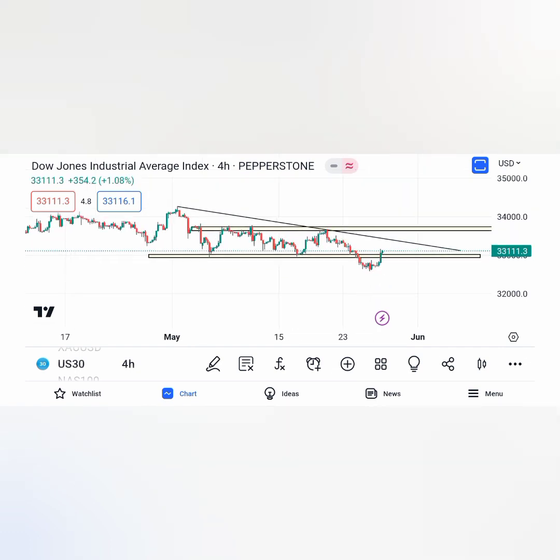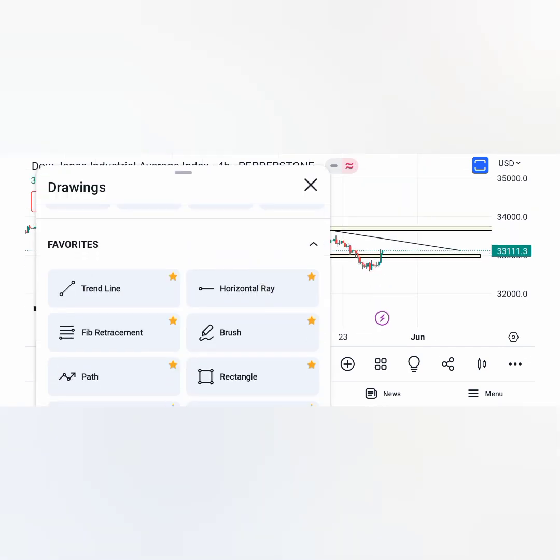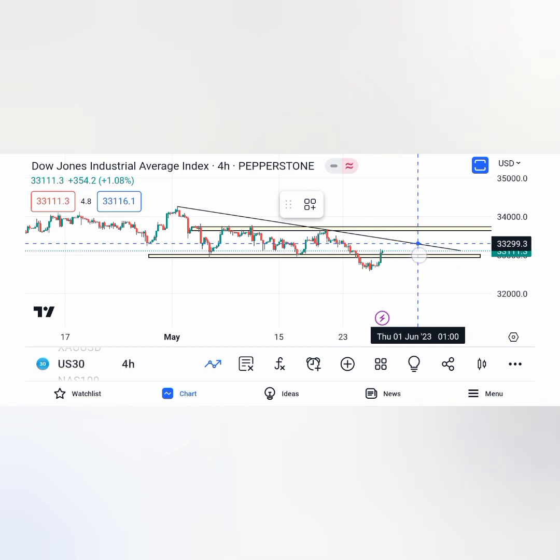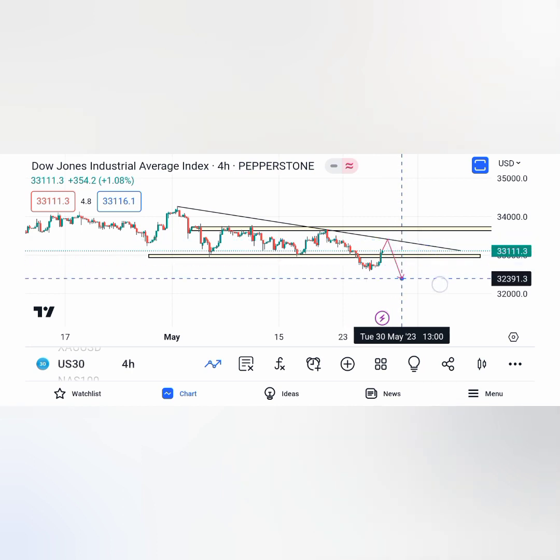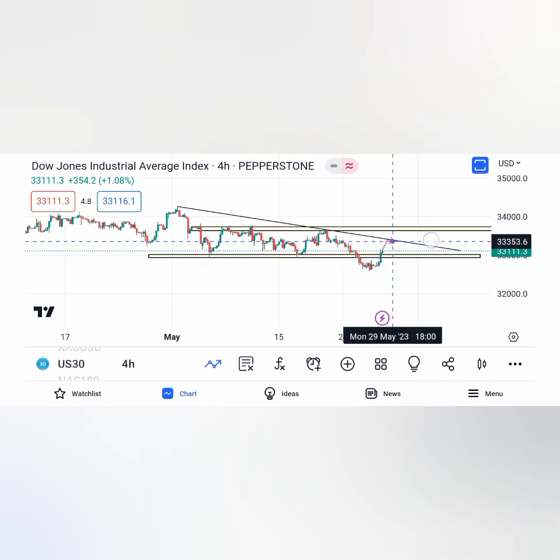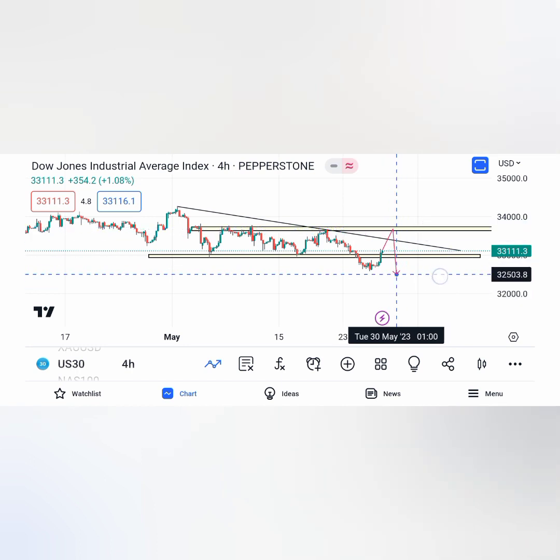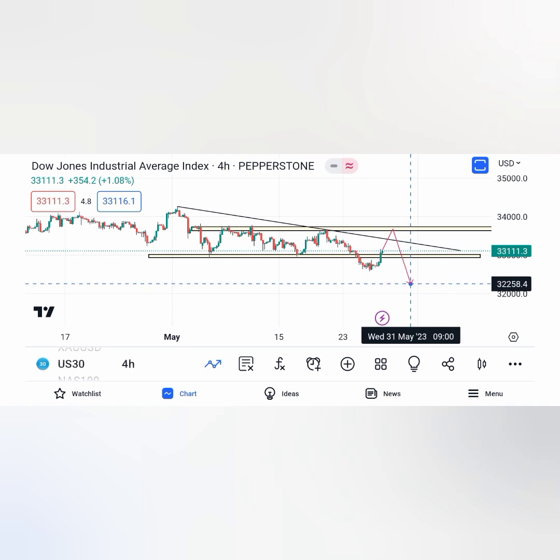So it's likely that US 30 will go up a little bit to respect this very trend line, then continue upwards. Or if it breaks this trend line, then my target will be this point, then continue downwards. So that's my analysis on US 30.